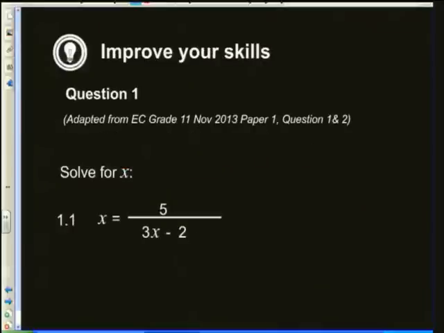Moving right along. Right, so question 1 taken from a past paper. Let's take a look at it. It is simply an equation, and as you can see, it's an equation with a fraction. You need to solve for x. So what type of equation is this? This is an equation with a fraction.